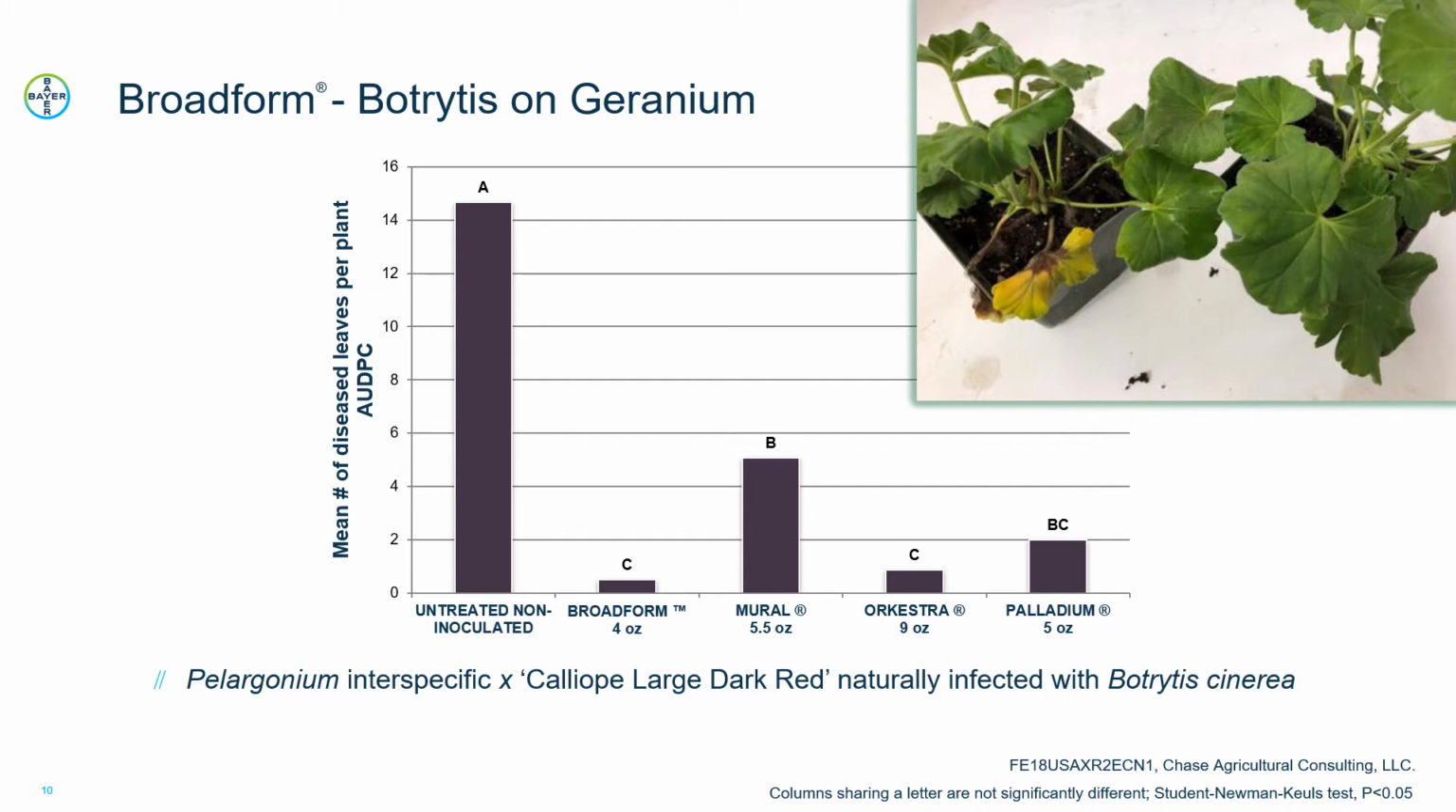Here's a botrytis on geranium trial that was conducted by Dr. Ann Chase. The graph shows the mean number of diseased leaves per plant. Note 15 diseased leaves on the inoculated control plants is close to 100% of the plant. The mean number of diseased leaves was statistically lower for all fungicide treated plants. However, Broadform treated plants had the lowest number of diseased leaves, and this value was actually significantly lower than Mural.